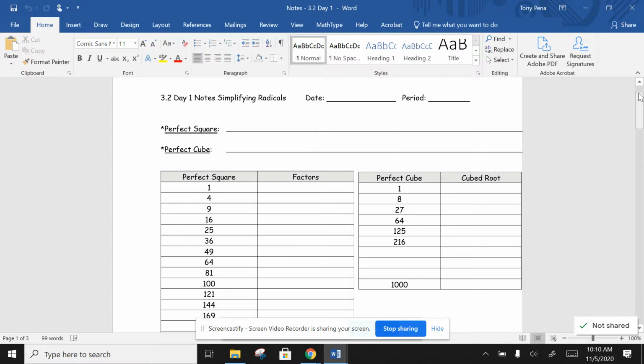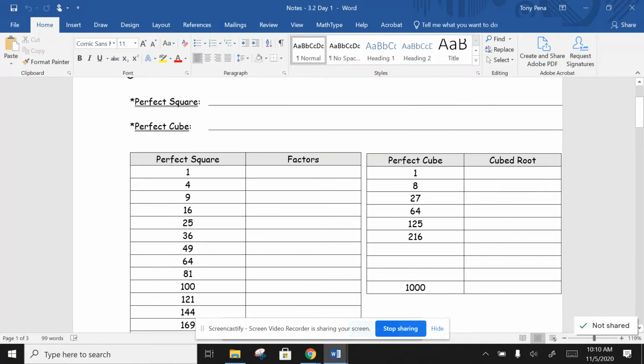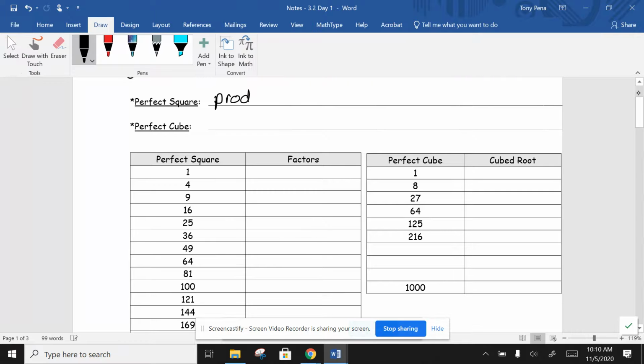So that's done. In terms of some definitions, real quick. When we start talking about a perfect square or a perfect cube, what you're going to put down for the definition of a perfect square is the product. So we're going to be multiplying a rational number by itself.